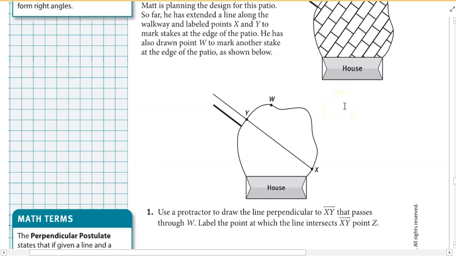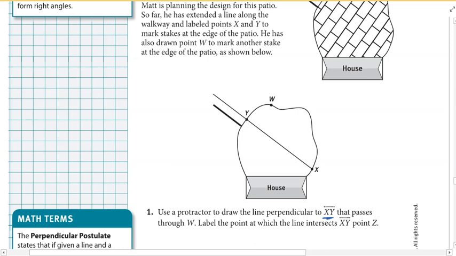So far he has extended a line along the walkway labeled with points X and Y. So here's the walkway. He extended a line all the way across. He has also drawn a point W to mark another stake. He's going to use that to help create perpendicular lines. So step one is use a protractor to draw the line perpendicular to line XY that passes through W.